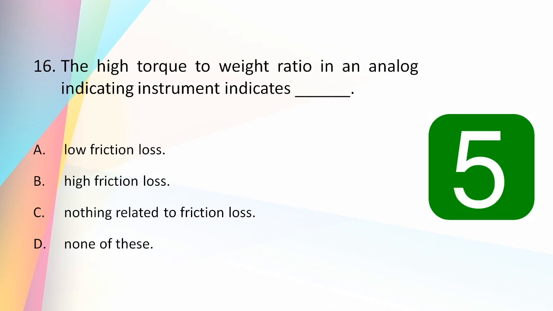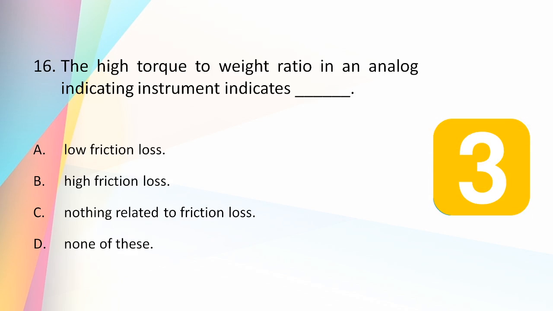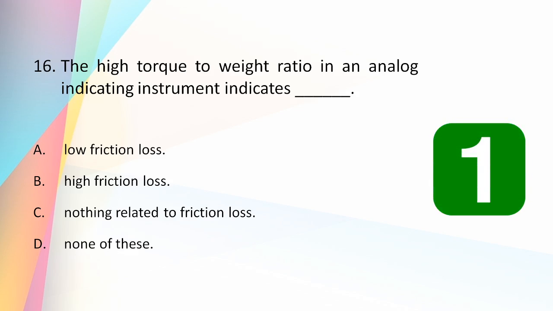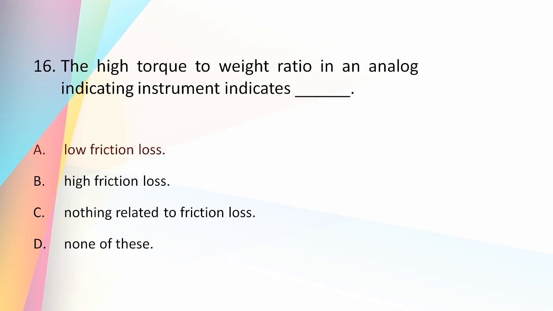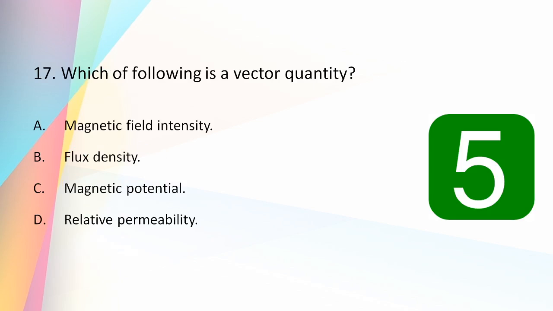The high torque to weight ratio in an analog indicating instrument indicates: low friction loss, high friction loss, nothing related to friction loss, none of these. And the answer is low friction loss. The high torque to weight ratio in an analog indicating instrument always indicates a fast response of the system. Hence, the system has low friction loss.